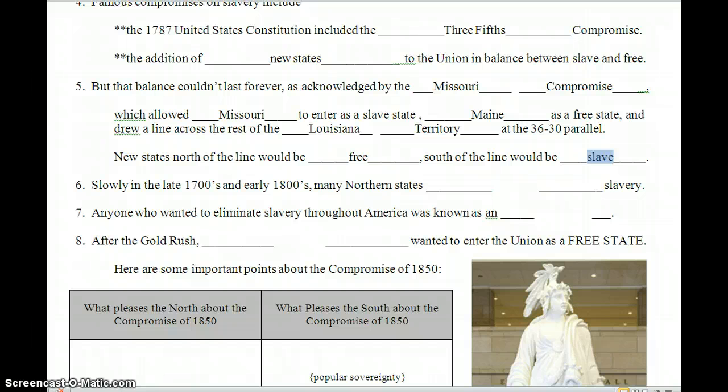Number 6, slowly in the late 1700s and early 1800s, many northern states outlawed slavery.